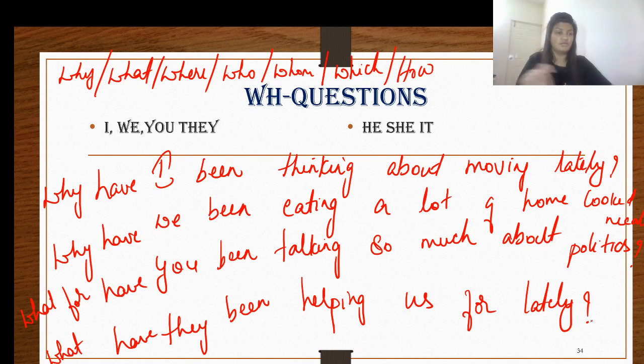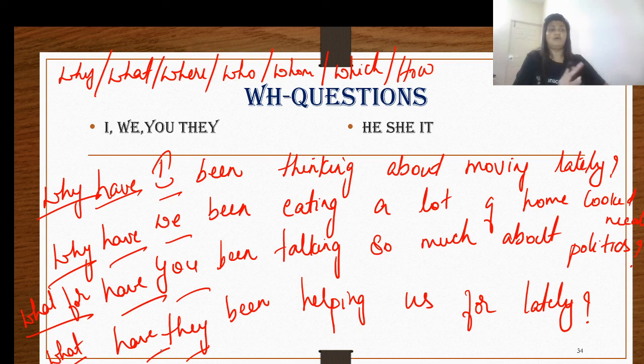Asking questions. So these are our WH, why, or what for, or also what here. With the subjects I, we, you, and they, you use have. And that's how you question. Why have I been thinking about moving lately? Why am I thinking about it at all? Is there a reason? If there is, then what's the reason? Why have we been eating a lot of home-cooked meals these days or recently?